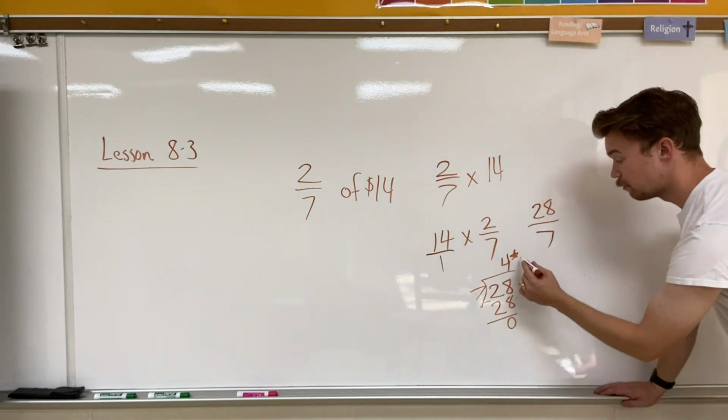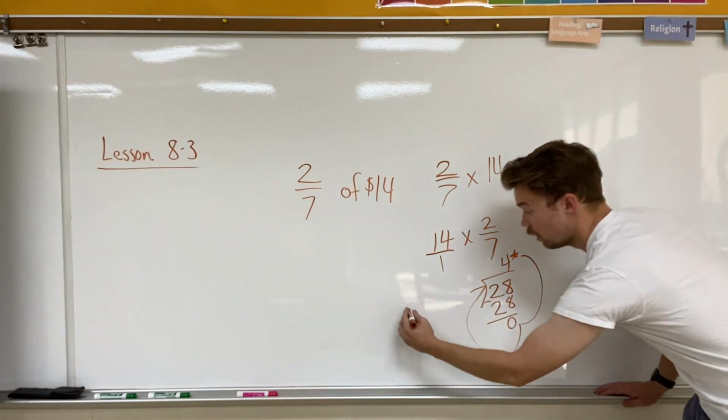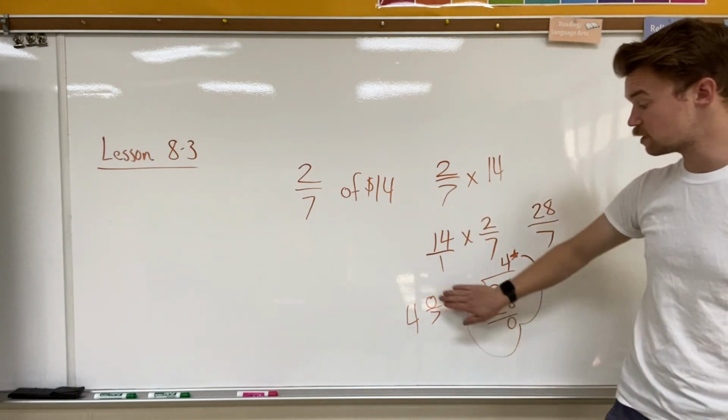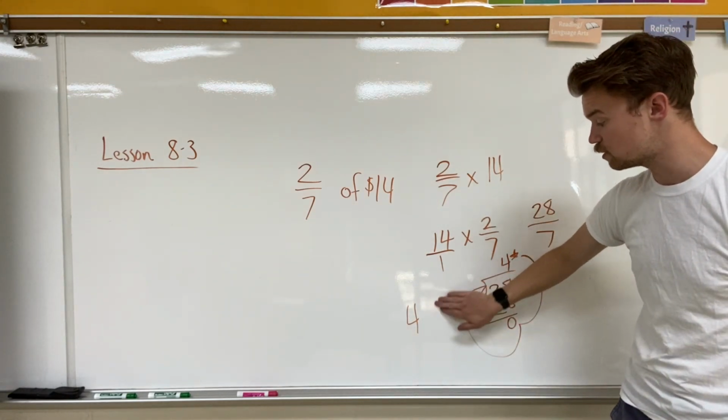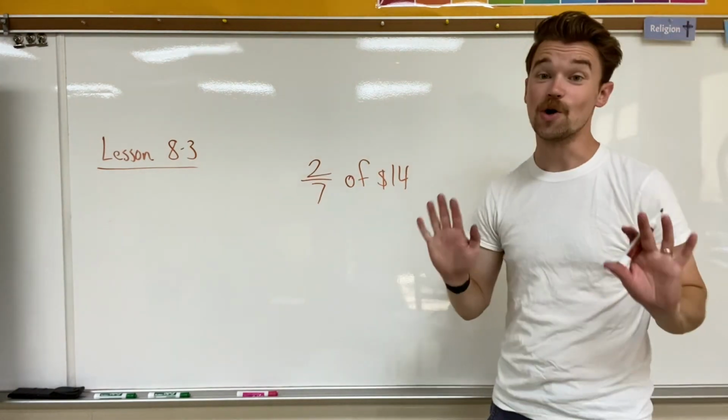Pop and top rhyme, so I'm going to start with the 4. Go to the 0 and 7. I have 4 and 0/7, but I don't leave the 0/7 because 0/7 does not have any sort of value because it's 0 out of 7. So my answer just is 4.